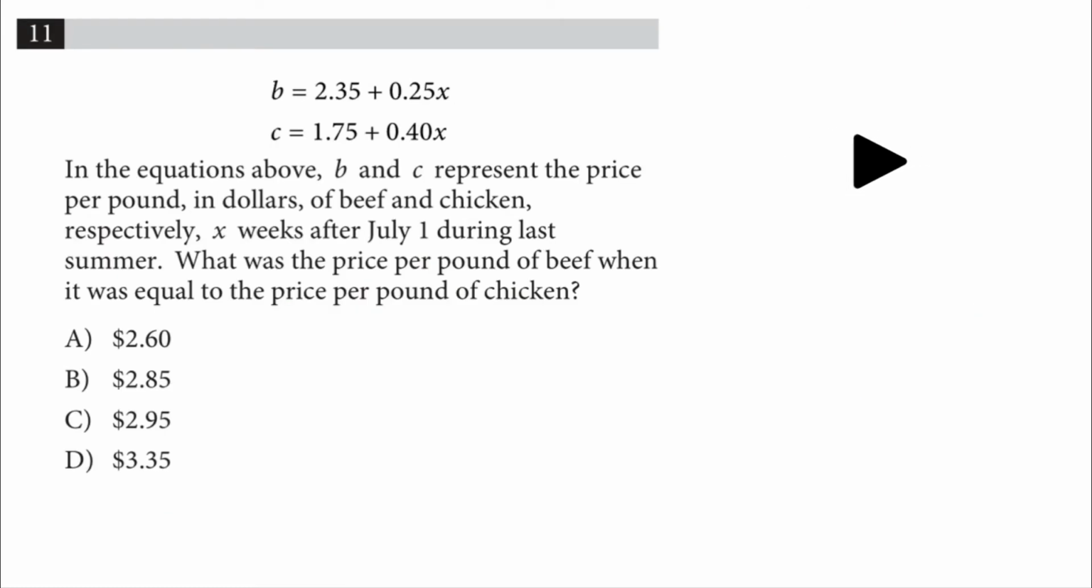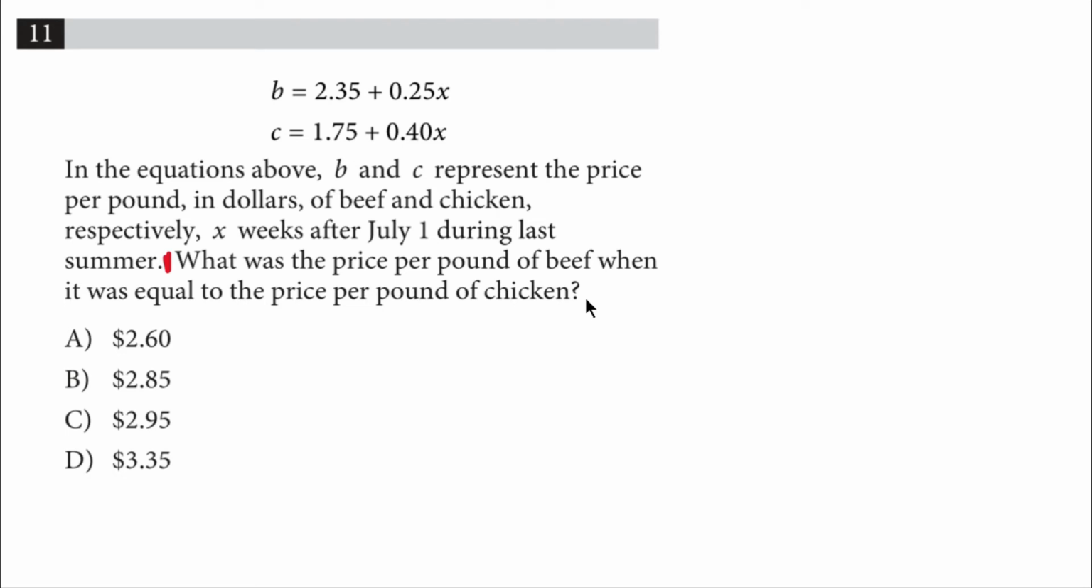In the equations above, B and C represent the price per pound in dollars of beef and chicken respectively. So this is for beef and this is for chicken. So x weeks after July 1st during last summer. Well guys, at this point this is just trying to confuse you, alright? So you have two equations right here. One of them is for beef, the other one is for the price of chicken. Now the question starts right here. What was the price per pound of beef when it was equal to the price per pound of chicken?